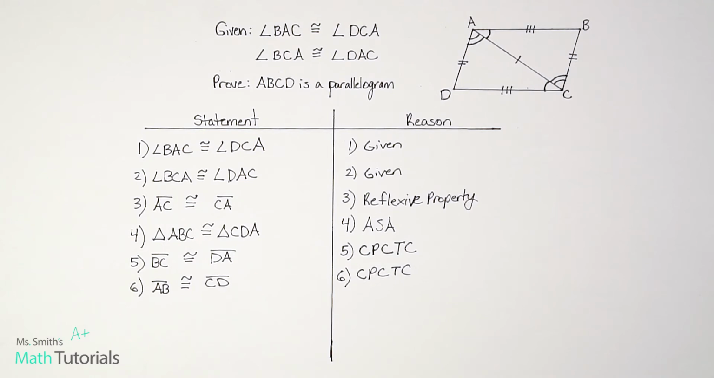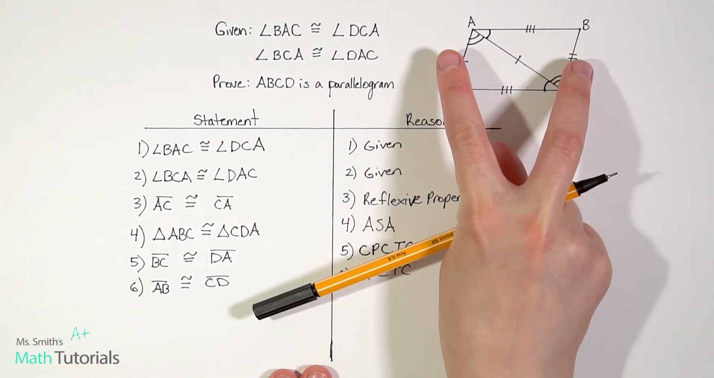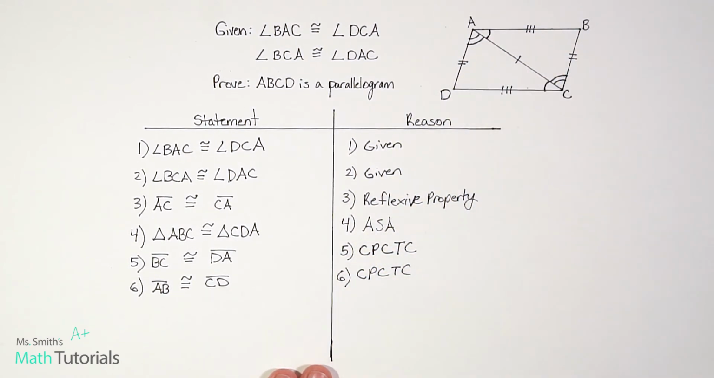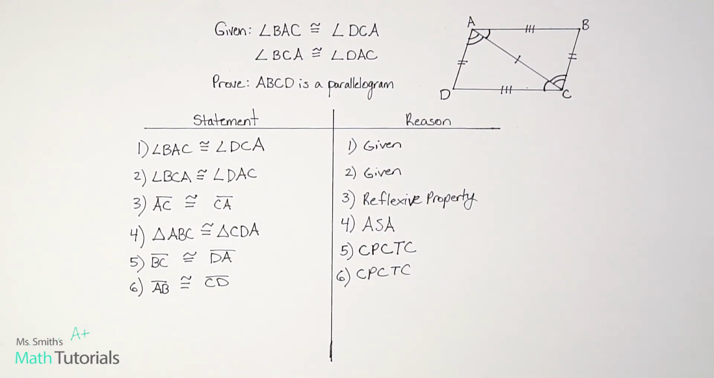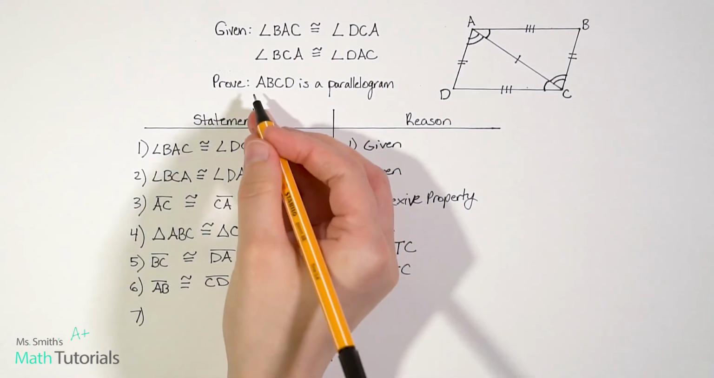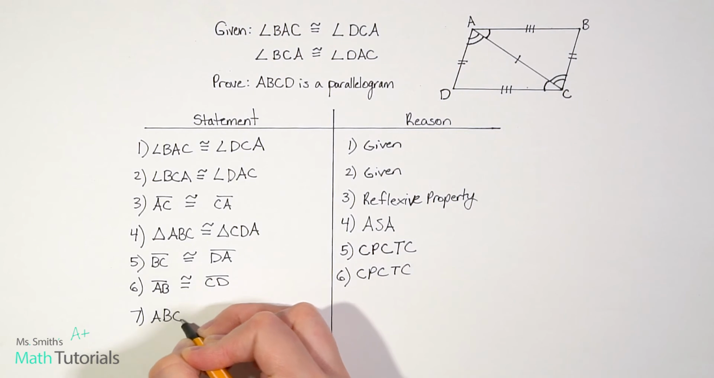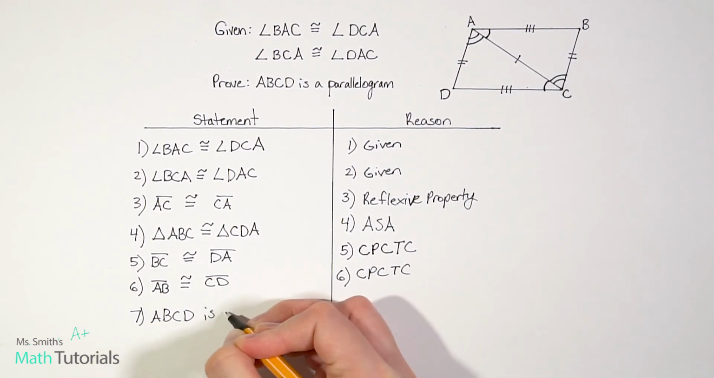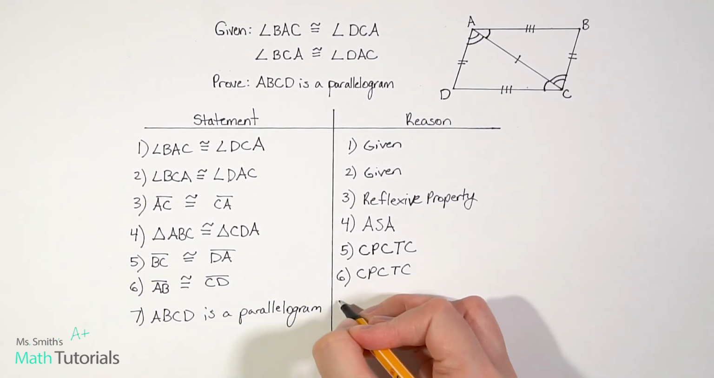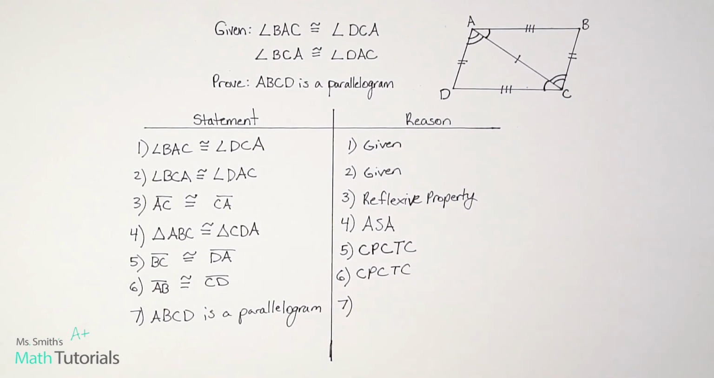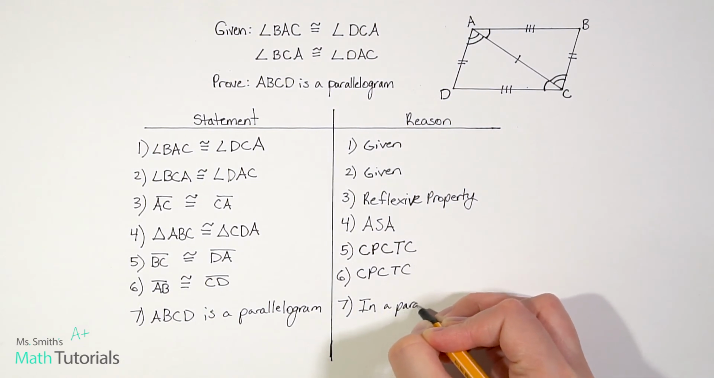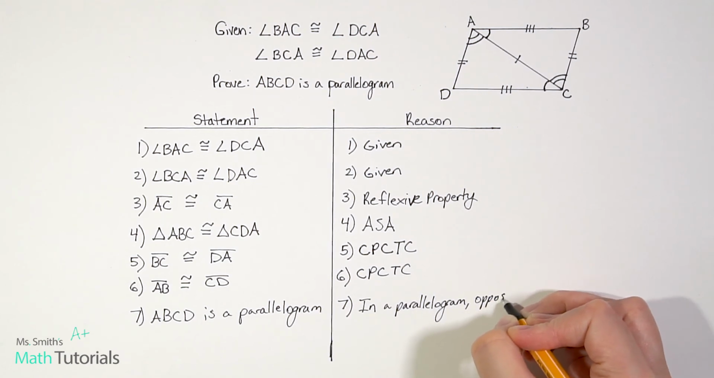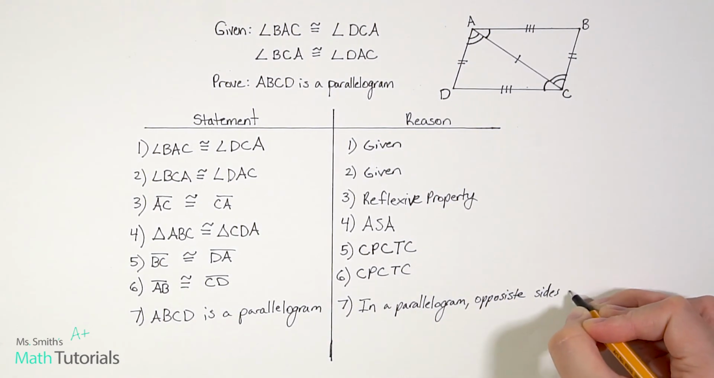So remember, I can prove a parallelogram if I can prove that the two opposite sides are congruent. And I went over that in that parallelogram properties video, that if you can prove that these are congruent and these are congruent, then you've got a parallelogram. Okay, so we at this point have proved that. So we're ready for our prove statement. So ABCD is in fact a parallelogram. And how do we know that? You could write this a ton of different ways, but I'm just going to write that in a parallelogram, opposite sides are congruent.